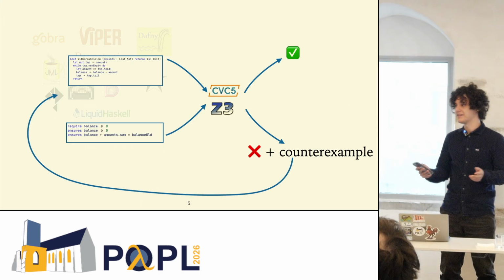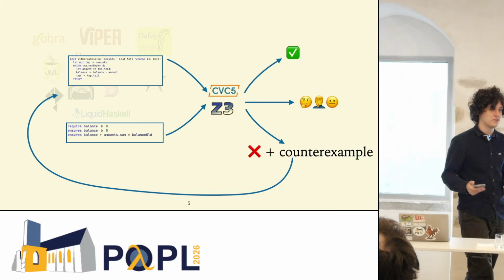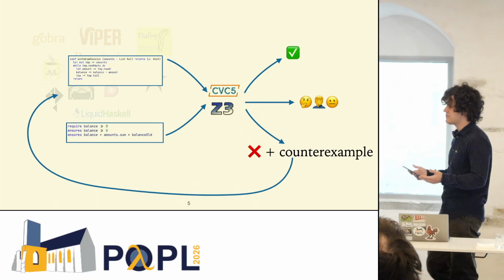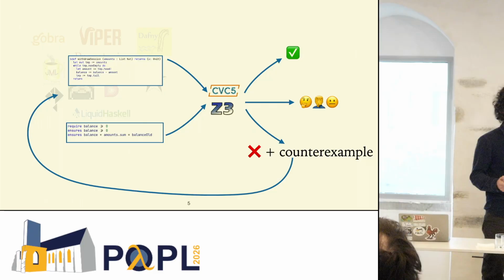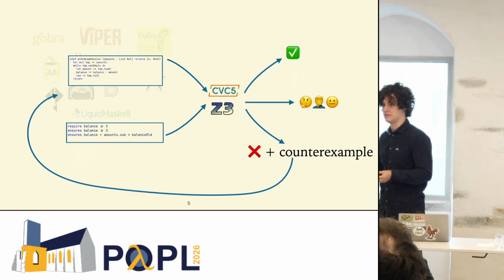But it's not all milk and honey. Oftentimes, if your specification is too complicated, or if your program is too large, they can just time out. And if you have experience with using such things, you probably know that in this case, it's really hard to progress and debug what has actually happened.